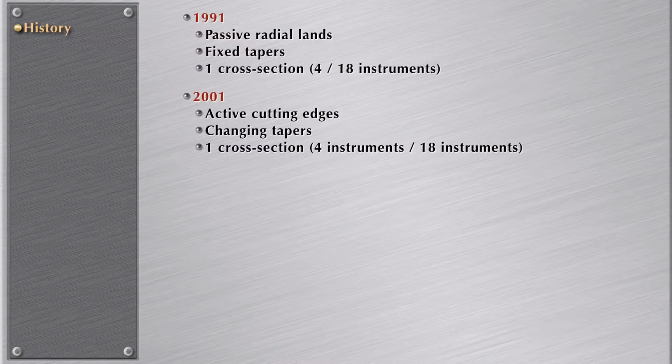Then the second generation is in 2001. Now we have active cutting edges. Now we have a file that really engages the canal wall and cuts, instead of the previous generation that scrapes the canal wall. We have changing tapers. Now we have different tapers. It's not a constant taper. We have different tapers in the active portion of that file. And we still have the one cross-section. It means that wherever we cut that file, we will have the same design. And again, companies from 4 instruments to 18 instruments.